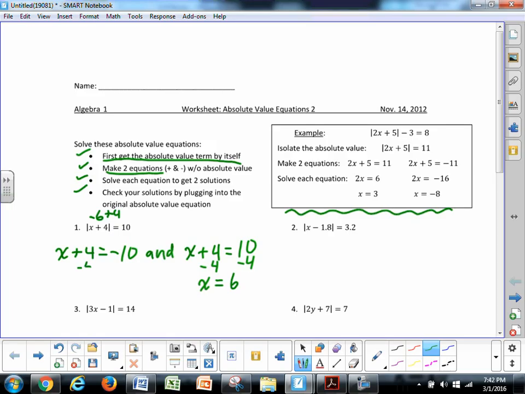But let's go ahead and finish solving. Solve this other equation that we wrote here. Subtract 4 from both sides, and we get x equals negative 14. And checking that solution, negative 14 plus 4 is equal to negative 10. And the absolute value is going to turn that into 10.